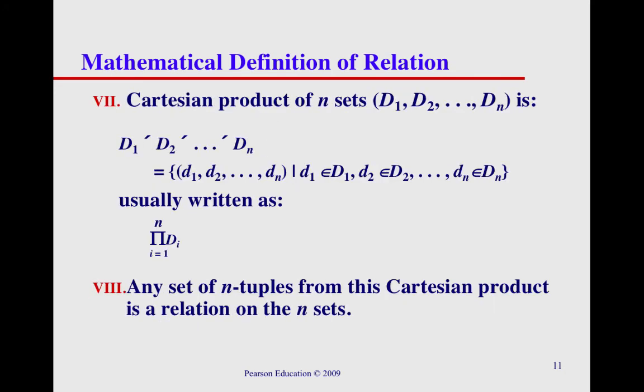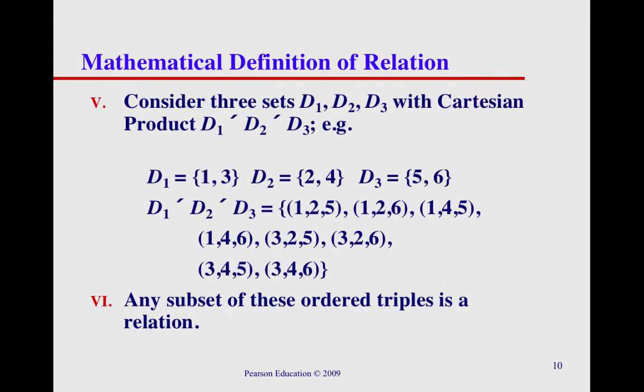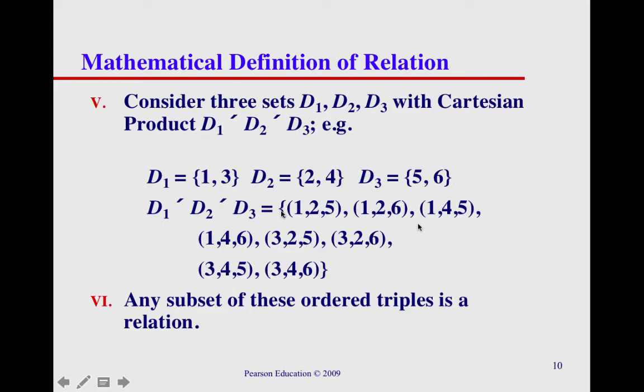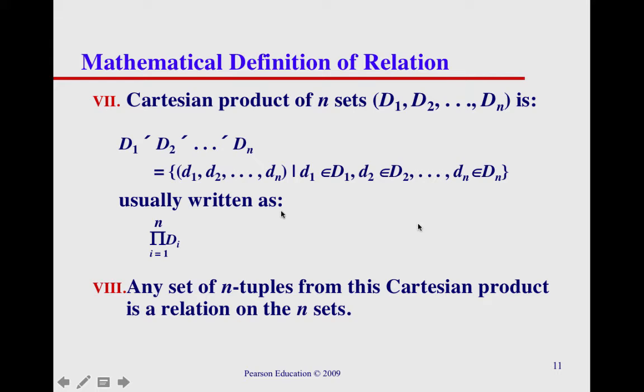Okay, so we take the Cartesian product, usually written like this. So that's the product symbol over these n domains. And any subset of those n tuples from this Cartesian product is a relation. Okay, now in practice, our relations are not specified this succinctly. Instead, it's simply an enumeration of the tuples, okay, which is what those branch and staff relations were. They were simply an enumeration of tuples.